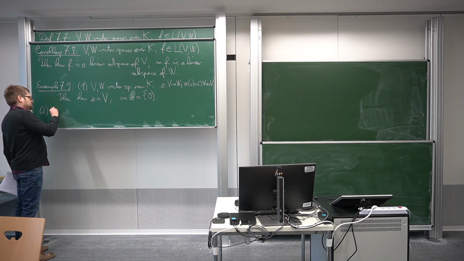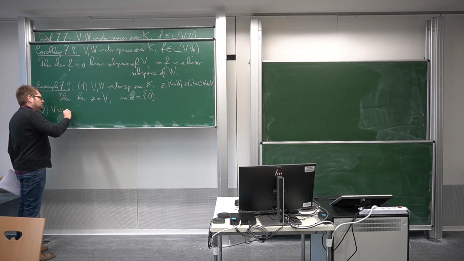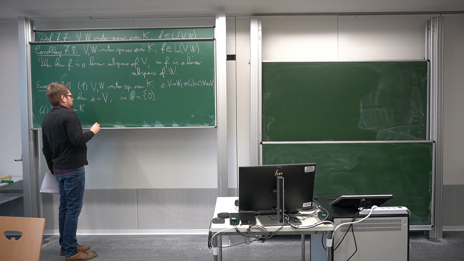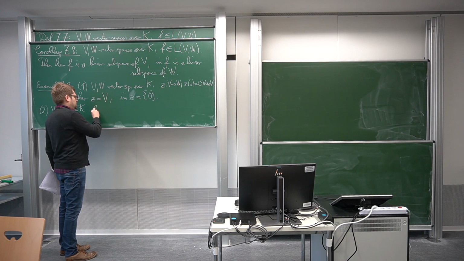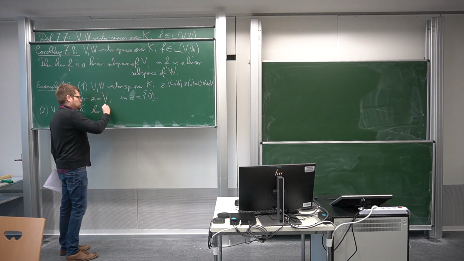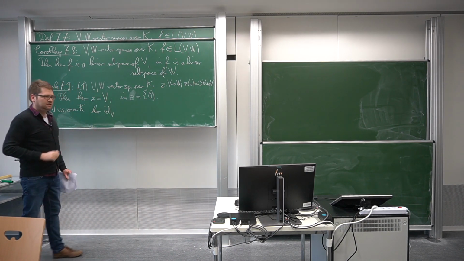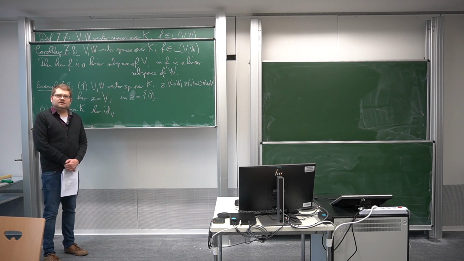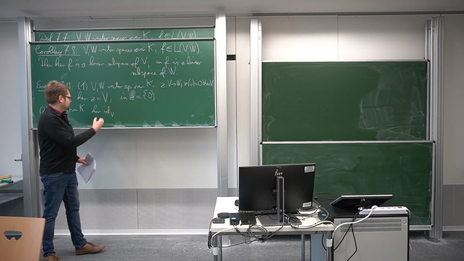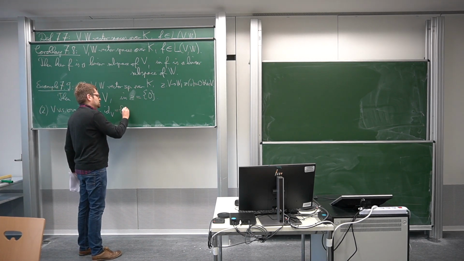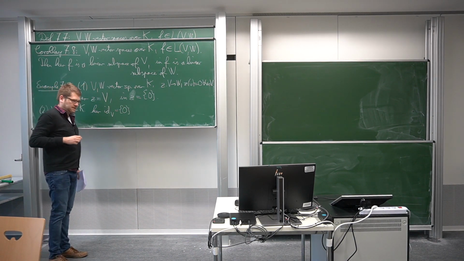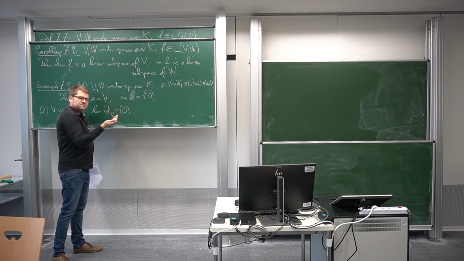Let V be a vector space over K, and consider the identity map. We've seen the identity map is the map which maps everything onto itself. So what's the kernel of the identity map? If everything is mapped onto itself, the only thing mapped to 0 is 0. So here the kernel is simply the set which contains 0 and nothing else. This is a linear subspace.